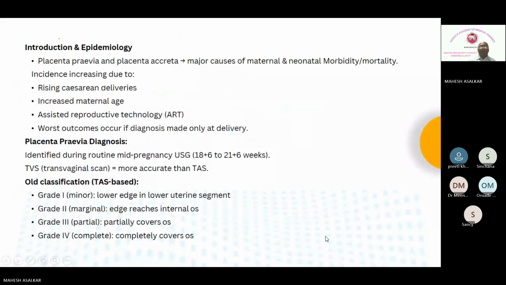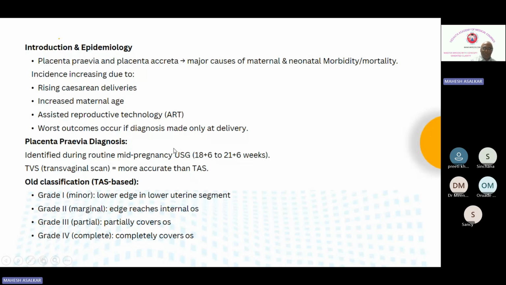Now coming to the detailed guideline. Placenta previa and placenta accreta are major causes of maternal and neonatal morbidity and mortality. Incidence is increasing due to rising cesarean section rates, increased maternal age, and assisted reproductive technology. The worst outcomes occur if diagnosis is made only at delivery. So if you diagnose these conditions accurately, morbidity and mortality are going to be reduced.